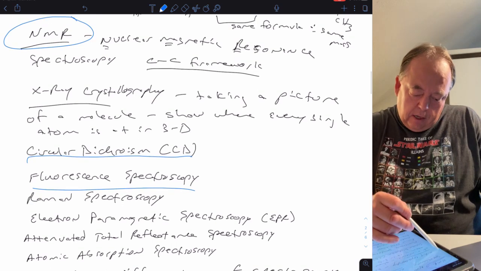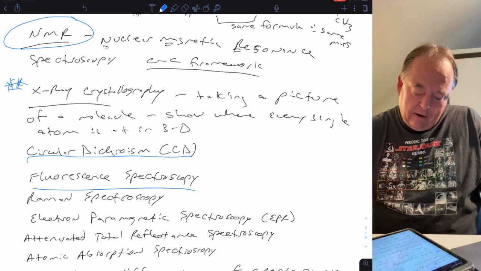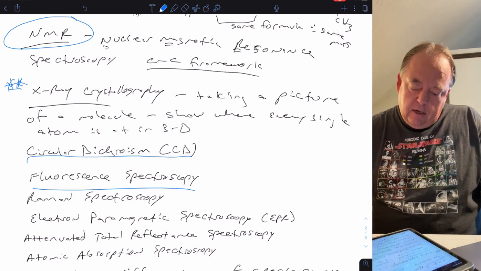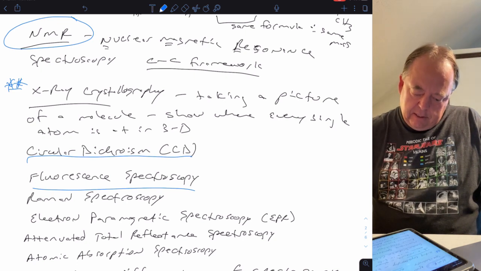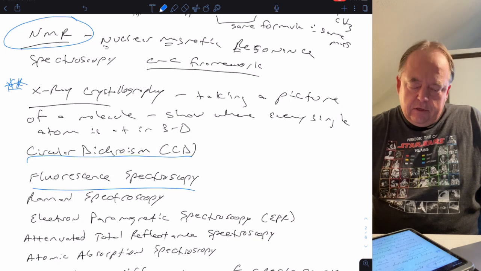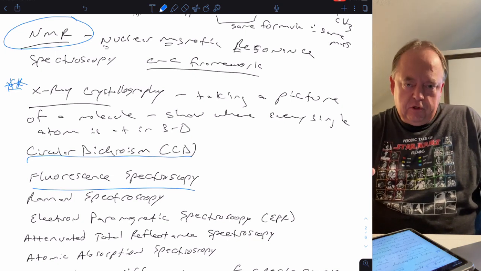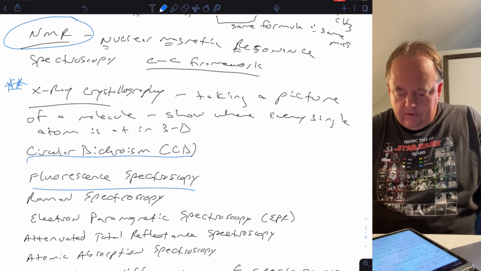Although X-ray crystallography is certainly perhaps one of the most powerful of the spectroscopies, since you basically get a picture of what your molecule looks like, the downside is that to do X-ray crystallography, your molecule needs to crystallize. You need to have a crystal, so it needs to be a solid. And if it doesn't crystallize, then that makes it difficult to do X-ray crystallography.